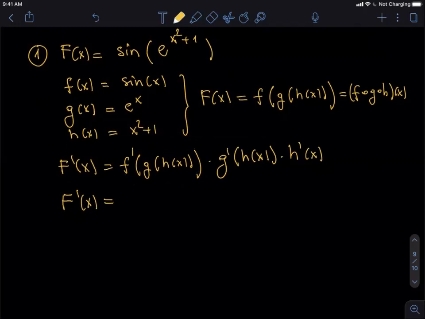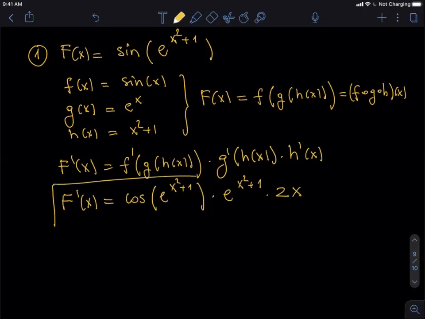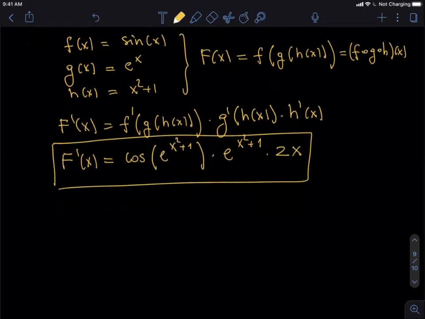So the function that is outside is the sine, right? So the derivative is the cosine. Cosine of the exponential of x squared plus 1 times the derivative of the exponential, which is itself evaluated in x squared plus 1, times the derivative of the last one, x squared plus 1, which is 2x. And this is the final result. Okay, maybe this was a little fast. Let's do more examples.